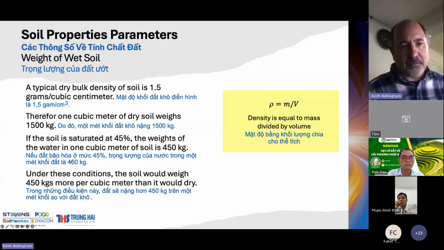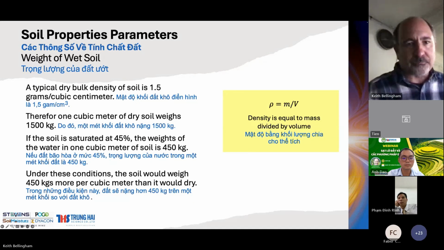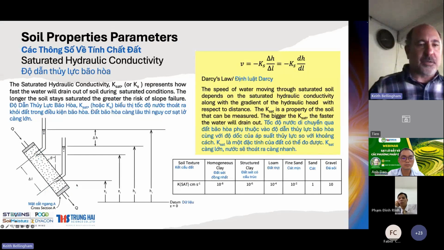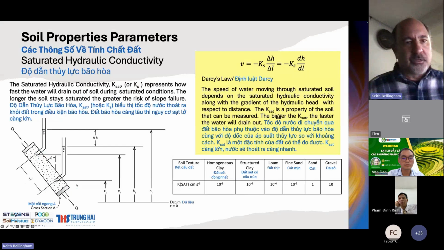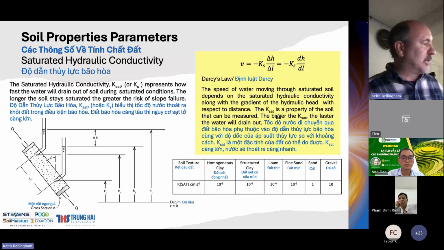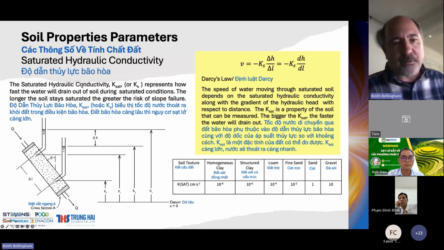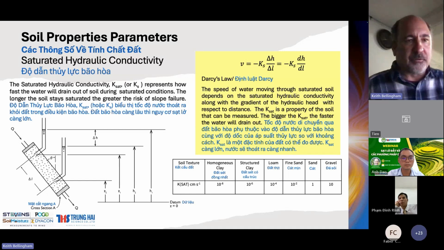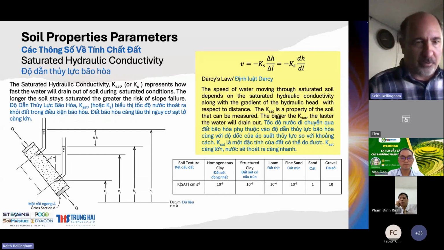And so the next concept I want to introduce is the saturated hydraulic conductivity. The saturated hydraulic conductivity is a static property of the soil. It's a property of the geologic material. It doesn't change. Once you measure it, that's the property of that soil, and it has to do with particle size and the type of soil it is.